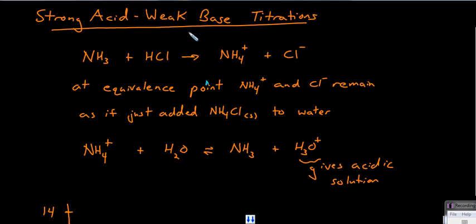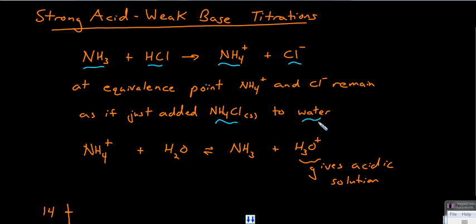During a strong acid weak base titration, for example, titrating a weak base such as ammonia with a strong acid, hydrochloric acid, you'll be left with, at the equivalence point, all of your strong acid reacted and also all of your weak base reacted. You'll be left just with the salt, the conjugate acid of your weak base. So, for example, in this case, you'll be left with just ammonium and chloride. And having just these things, it's as if you've added just ammonium chloride to water.